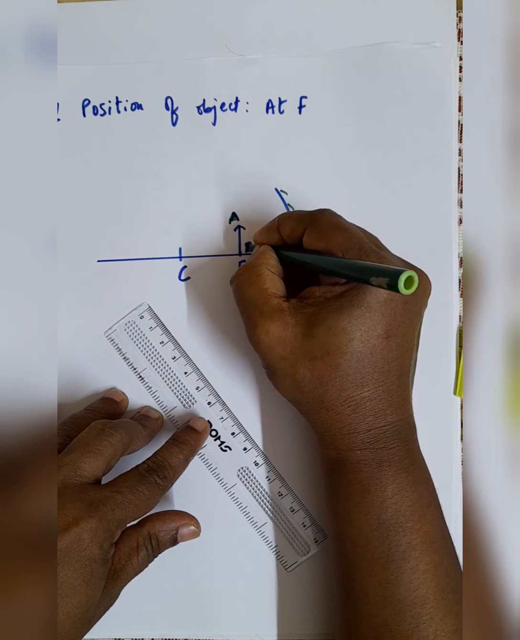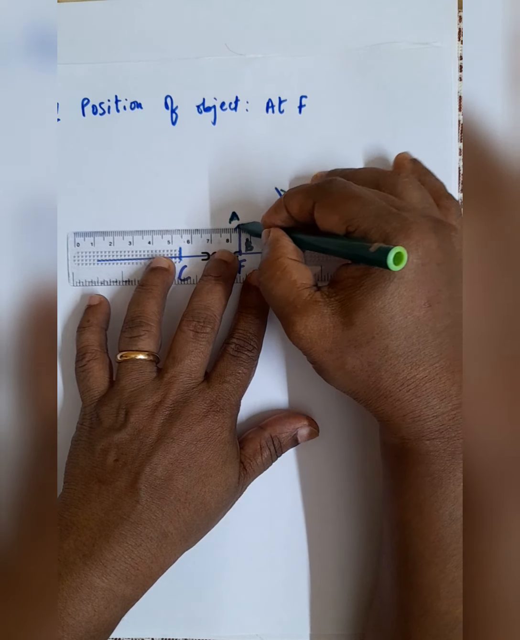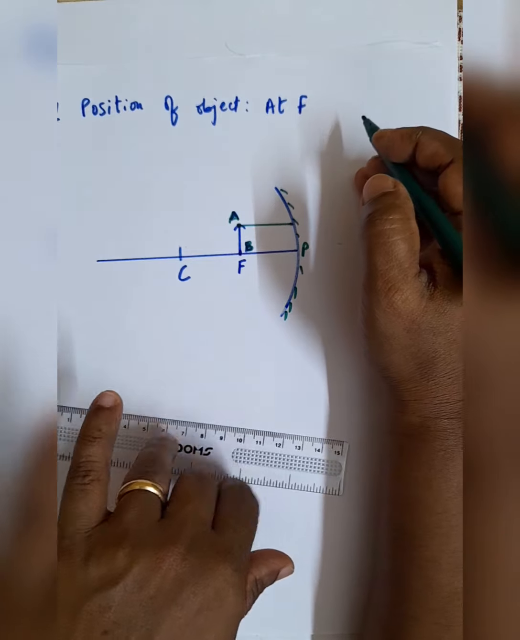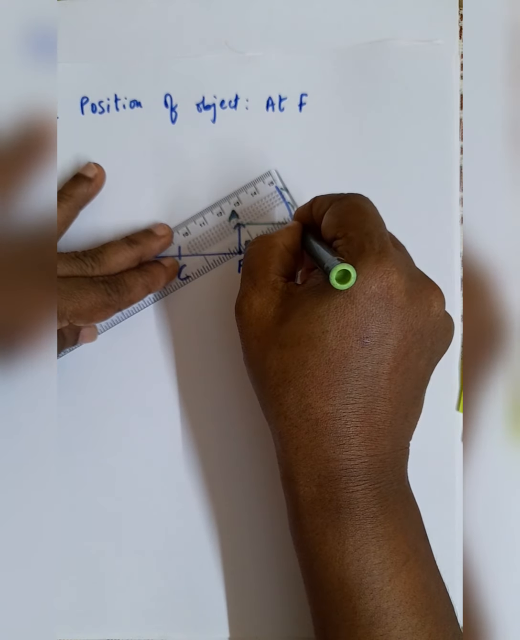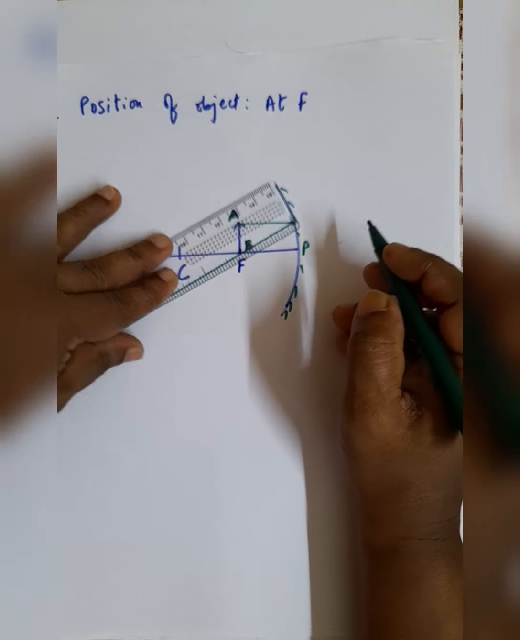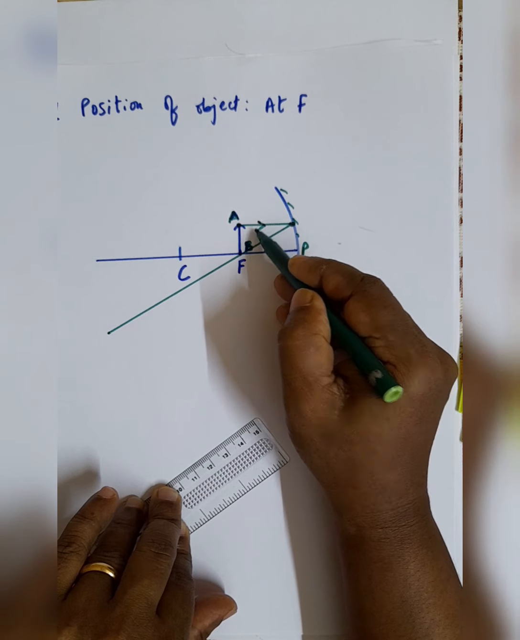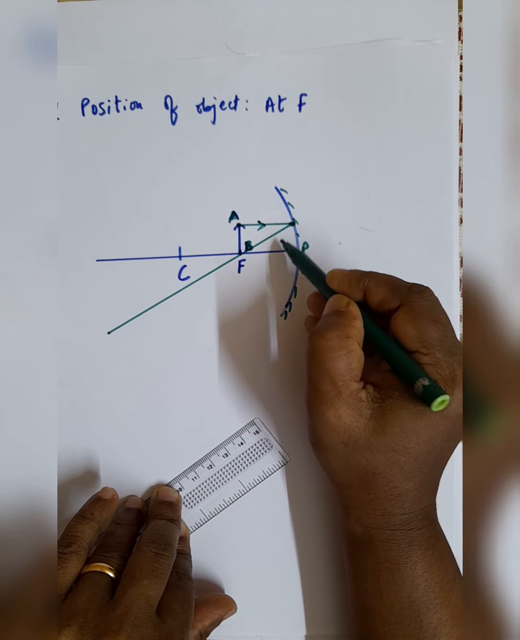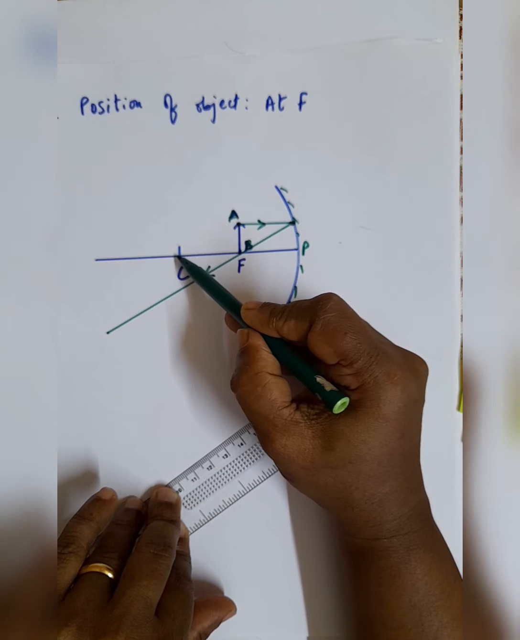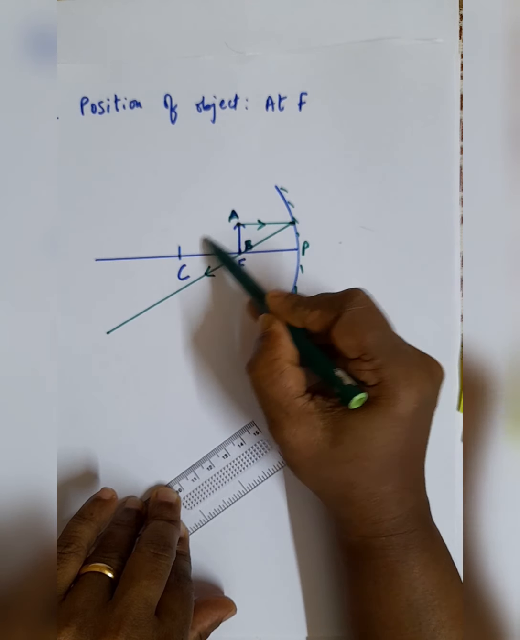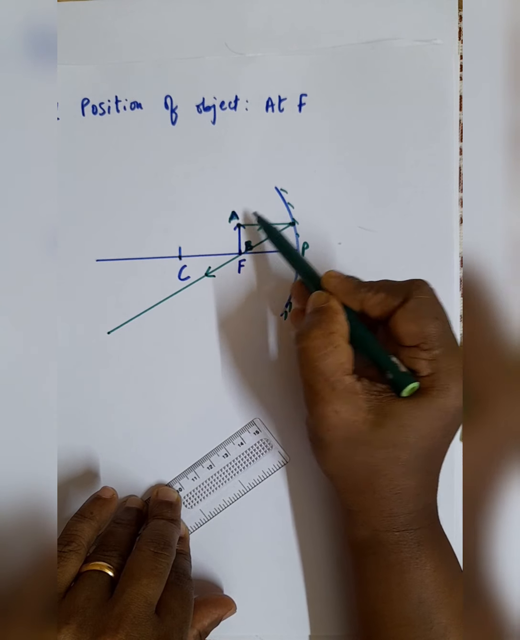A and B. Okay. The first ray goes parallel to the principal axis. It emerges through F. The next one, as usual, passes parallel to the principal axis and emerges through F. The next one goes to C and passes back along the same path. So, you have to connect C, the head of the object, and the mirror.